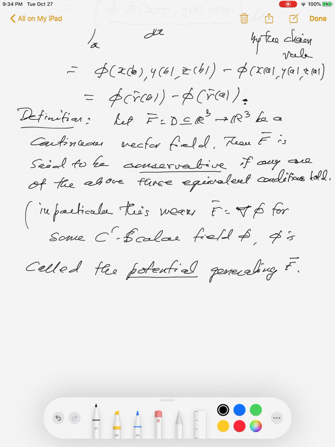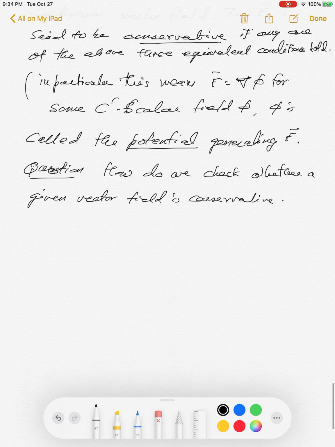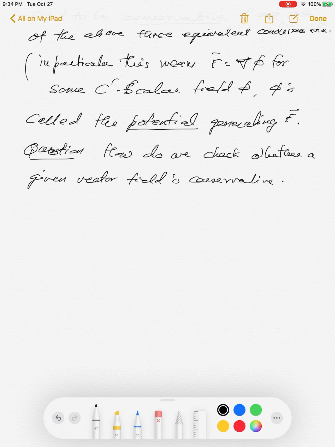Good. So now this doesn't tell us how to actually check whether a vector field is conservative. So the question is, how do we check whether a given vector field is conservative? Now we'll find a necessary and sufficient condition which is easy to check.